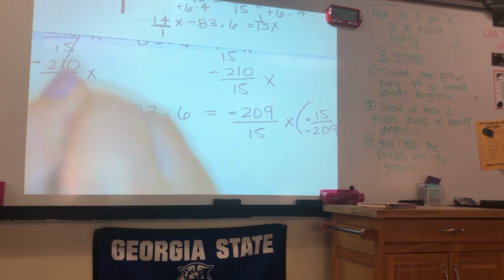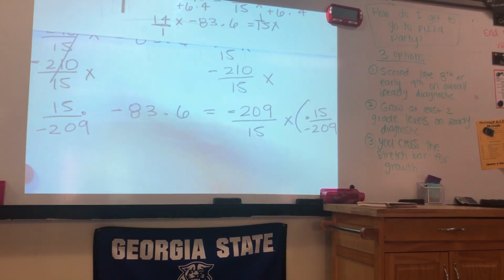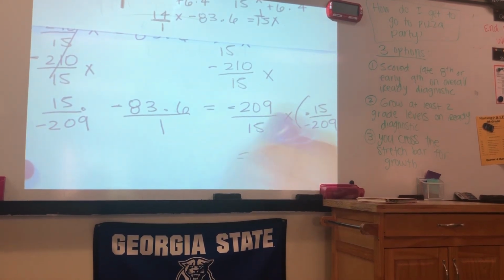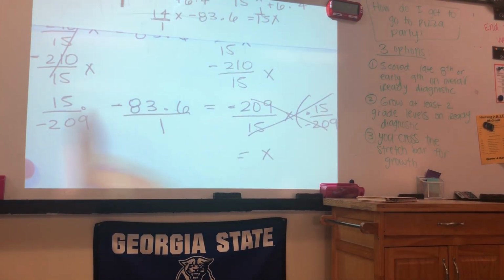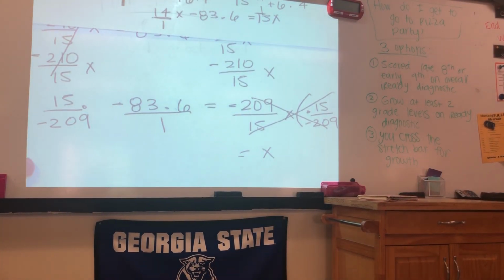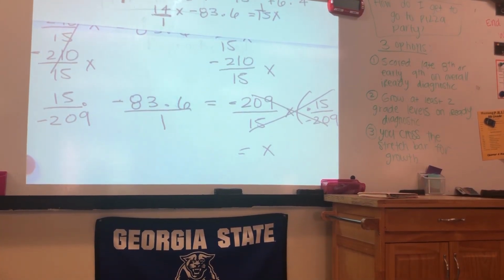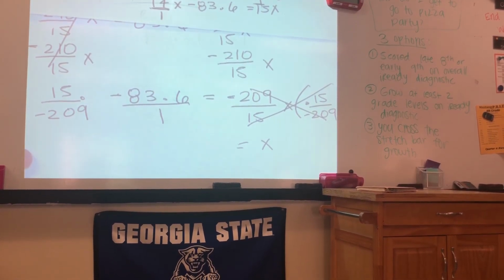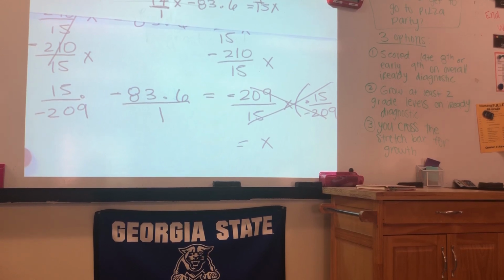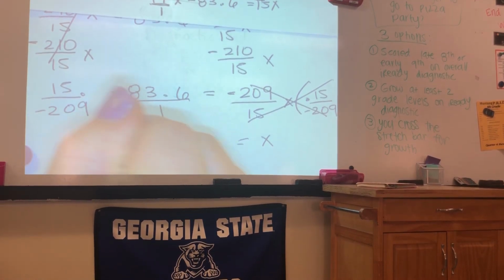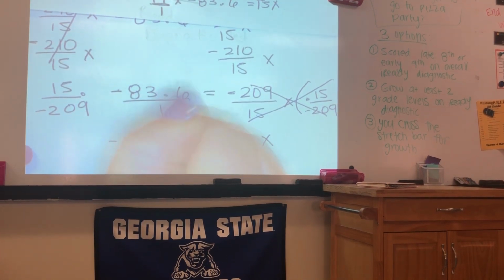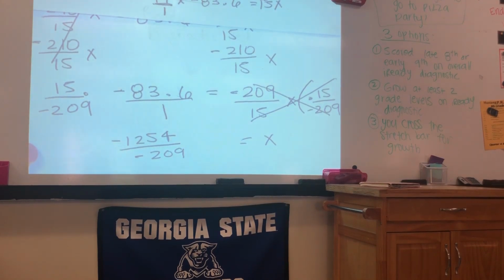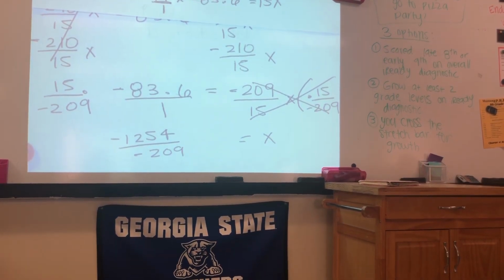So over here on this side, and this is really 83.6 over 1. When I multiply by the reciprocal, those cancel out, and you can just go straight across, or you can cross simplify, which I can't, so I'm going to go across. So 83.6 times 15 gives me negative 1,254, and negative 209 times 1 is negative 209.